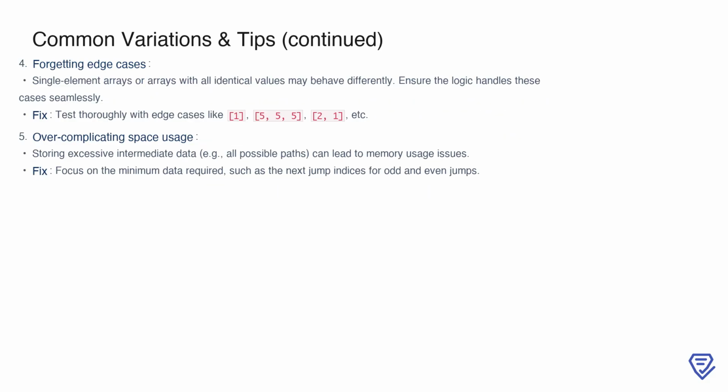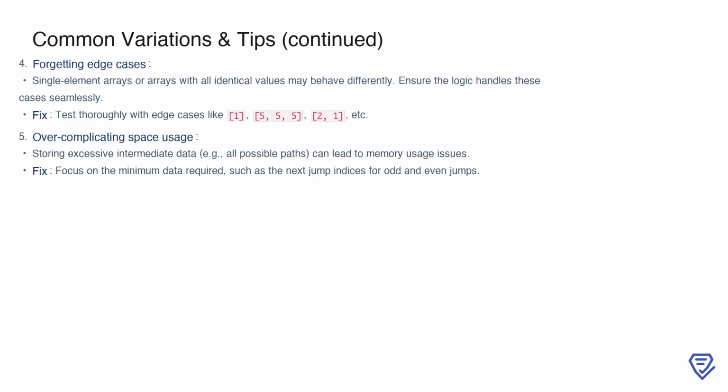Now, it's important to consider edge cases that could cause unexpected behavior. For instance, single-element arrays or arrays where all values are identical might behave differently from typical cases. Testing with edge cases such as [1], [5, 5, 5], or [2, 1] can help ensure your logic is robust.